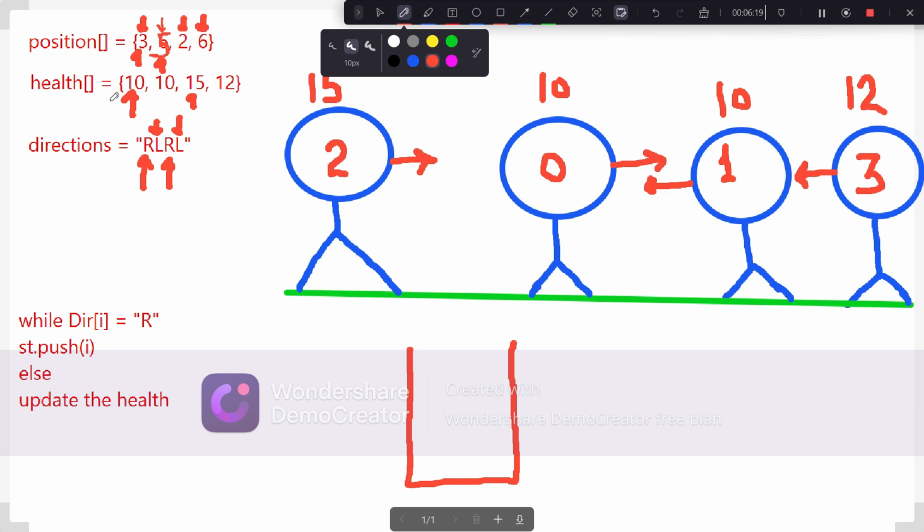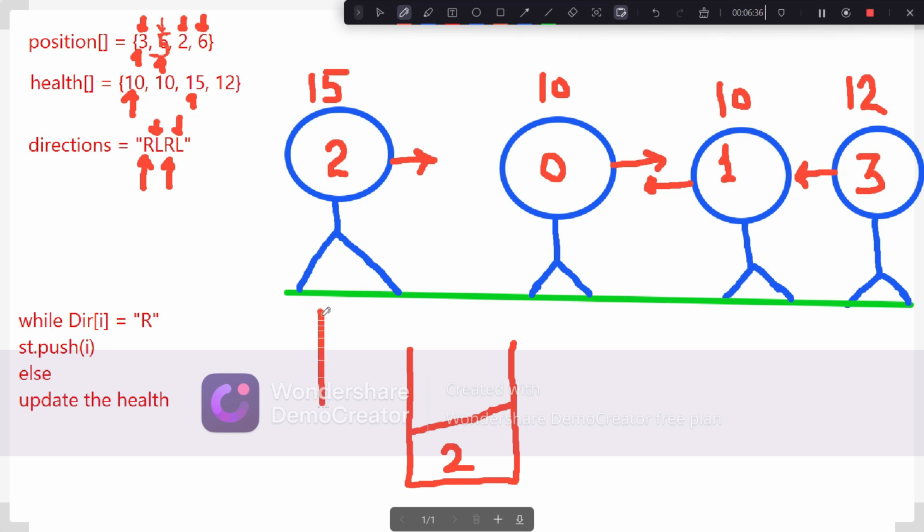Okay, so let's proceed ahead. So come here, this is very first guy. So what is the direction? Direction is right, so we have to push the index of it. So what is the index? Index is 2, so we have pushed here 2. Okay, now we are done with this guy.